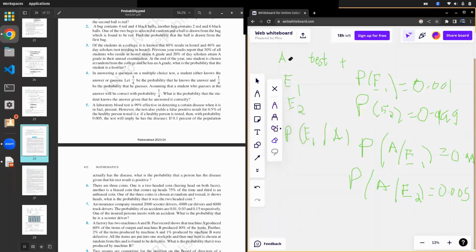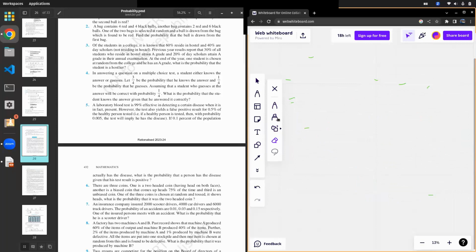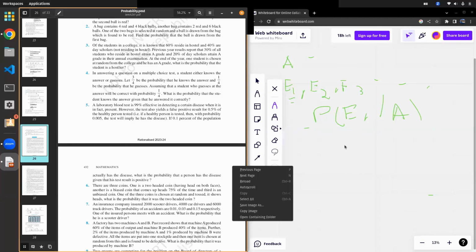So this is another question on Bayes theorem. Similarly, we define the events. Let A be the event of getting heads, E1 be the first coin, E2 be the second coin, and E3 be the third coin. So we have to find the probability of event E1 given A. So using the Bayes theorem, we can find the probability in this question. It is a simple question. Okay, we will do the next question now.